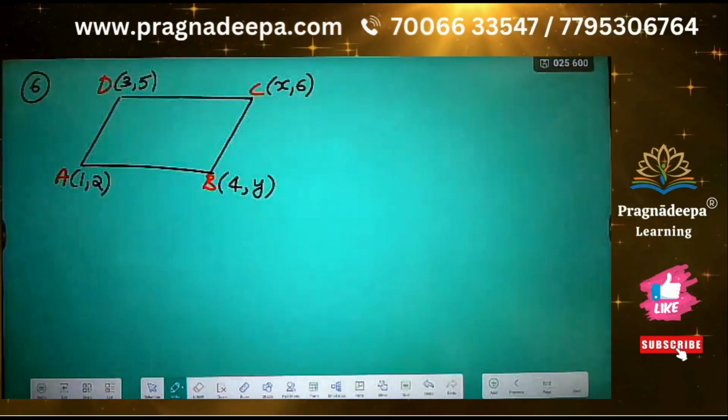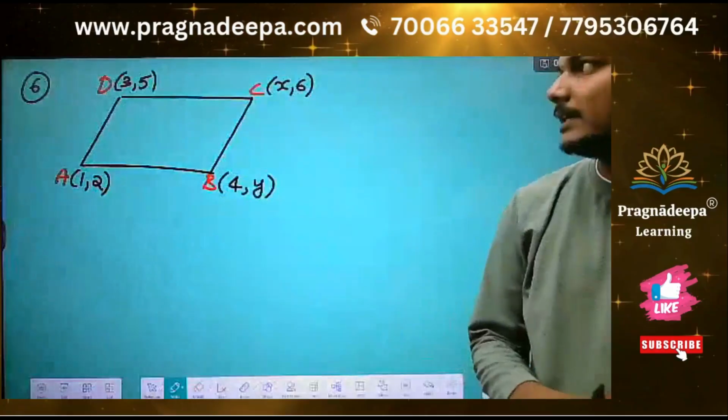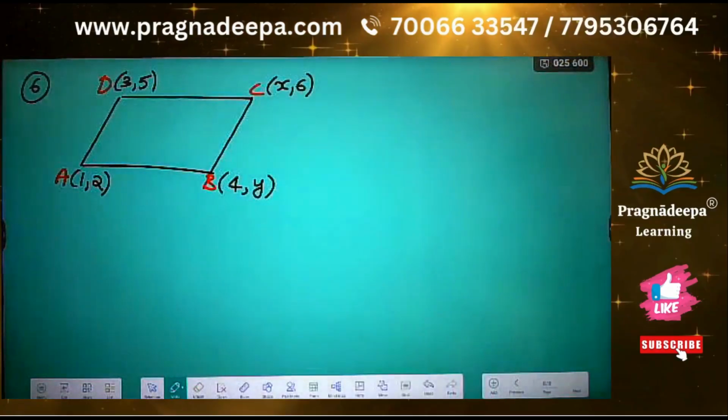So what you need to find? You need to find the value of x and y. X ಮತ್ತೆ y value na find out ಮಾಡಬೇಕು ನೀವು. So ಹೇಗೆ find out ಮಾಡ್ತೀರಾ x ಮತ್ತೆ y value na? Using distance formula, sir. Using distance formula? Yes, sir. ಹೇಗೆ distance formula use ಮಾಡಿ ಹೇಗೆ ಮಾಡ್ತೀರಾ?